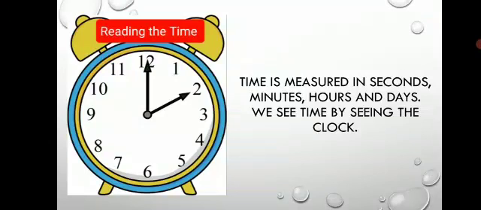Students, just observe the face of the clock. The face of the clock is marked with numerals 1 to 12. The clock has two hands. One hand is long and the other is short. The long hand is the minute hand, it shows minutes. The short hand is the hour hand, it shows hours. Students, here the time shown is 2, or we can say it as 2 o'clock.